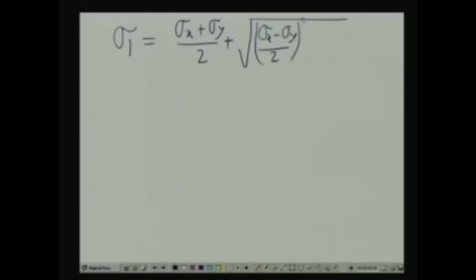Now, we have obtained that sigma max or min, let us call that sigma 1, equals sigma x plus sigma y by 2 plus root of sigma x minus sigma y by 2 square plus tau x y square. Now, we have seen that the sum of the normal stresses is constant: sigma x plus sigma y equals sigma x dash plus sigma y dash, which should equal sigma 1 plus sigma 2, because these are the two normal stresses acting on two perpendicular planes. So you can write sigma 1 plus sigma 2 equals sigma x plus sigma y.